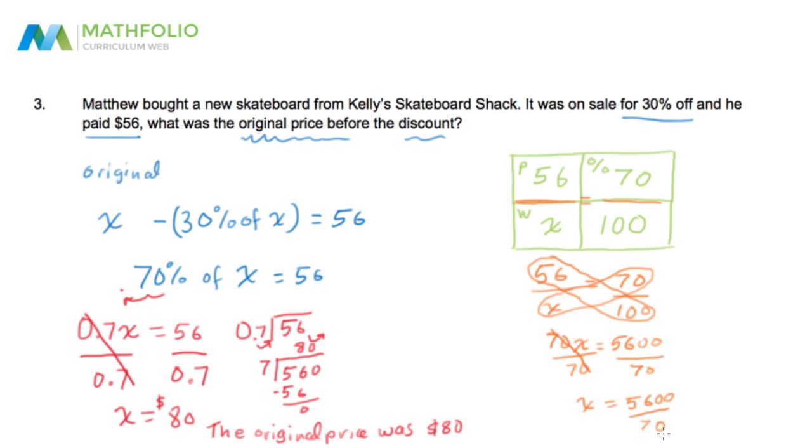Now, one of the first things that we can do here is cancel a 0 for a 0. That's the same as just dividing top and bottom by 10. So it's really 560 divided by 7. And if you notice, it's the same math that we did over here. 560 divided by 7, and we would get our answer of $80.